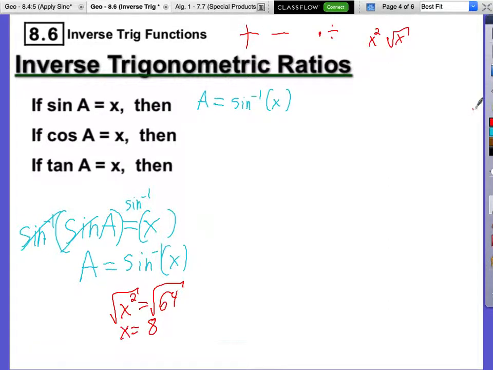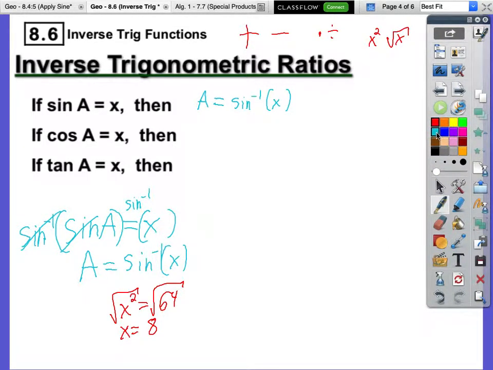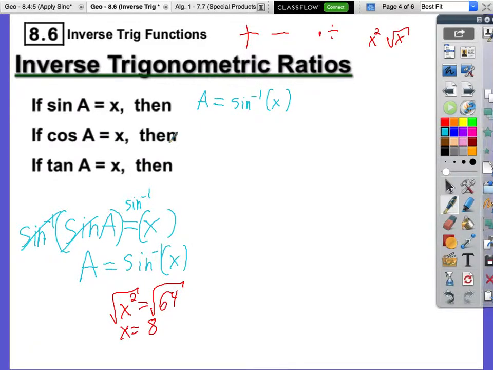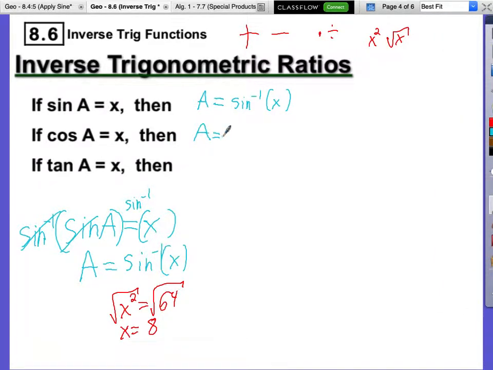Let's walk through the other two first, and I think that'll make more sense in a second. So if cosine of angle A is equal to x, then angle A is equal to, any guesses? Inverse cosine is how we pronounce it, of x. So we say inverse cosine of x.